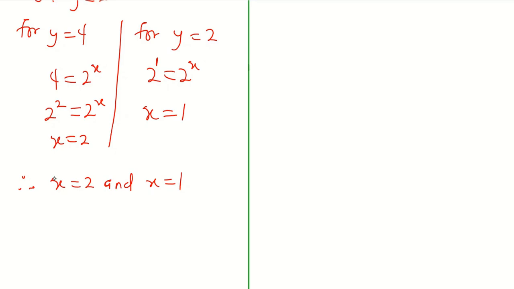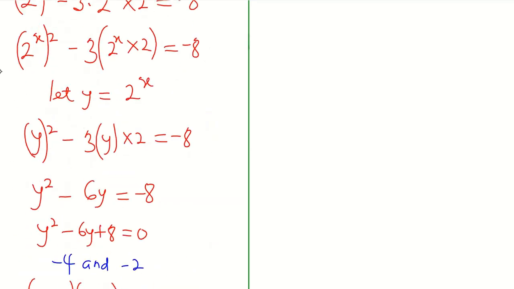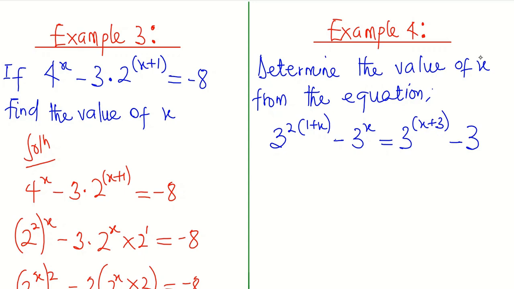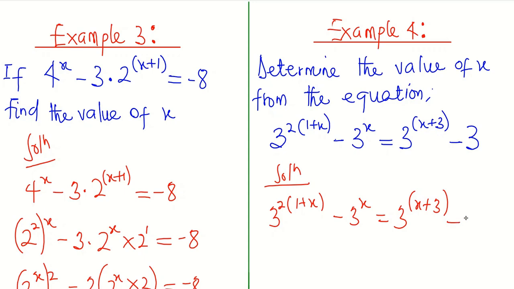Now let's look at the next question. Determine the value of x from the equation 3 exponent 2 multiplied by 1 plus x, minus 3 exponent x, which is equal to 3 exponent x plus 3, minus 3. So our question is saying that we have 3 exponent 2 times 1 plus x minus 3 exponent x, which is equal to 3 exponent x plus 3 minus 3.